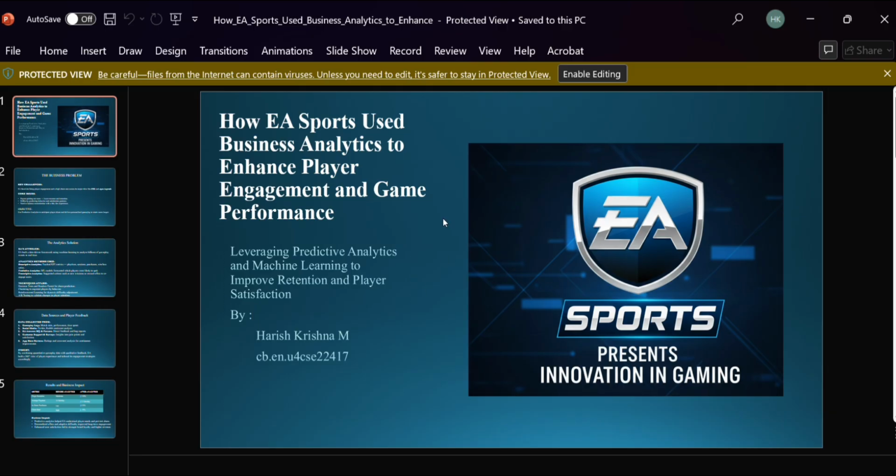EA Sports, as we all know, is one of the world's biggest gaming companies, famous for titles like FIFA, Apex Legends and The Sims. But what many people don't realize is that behind these games, there lies a powerful analytics system that continuously studies how players interact, what they enjoy, and where they lose interest.